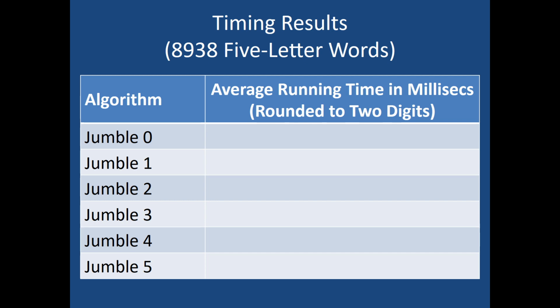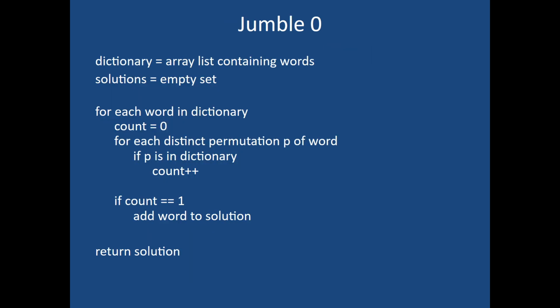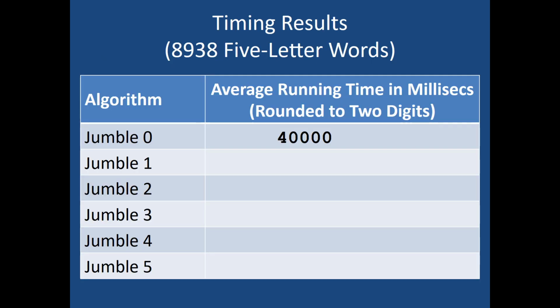So I want to show you the results of timing. I did the timing experiment. My dictionary had almost 9,000 5-letter words, and I'm going to show you the average running time in milliseconds rounded to 2 digits. So how long, this is just wild guessing really, but how long do you think Jumble 0 would take? Just over 9,000 squared. Well, in what units? You said 9,000 squared. Okay, just a reminder, that's what it looks like. It took 40 seconds. Okay, 40,000 milliseconds.